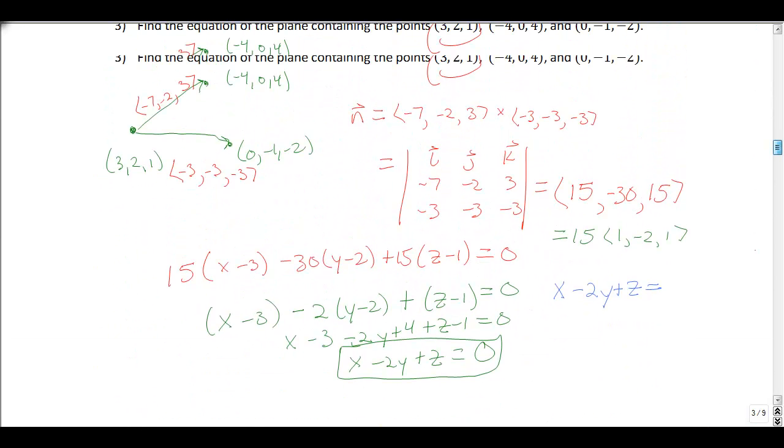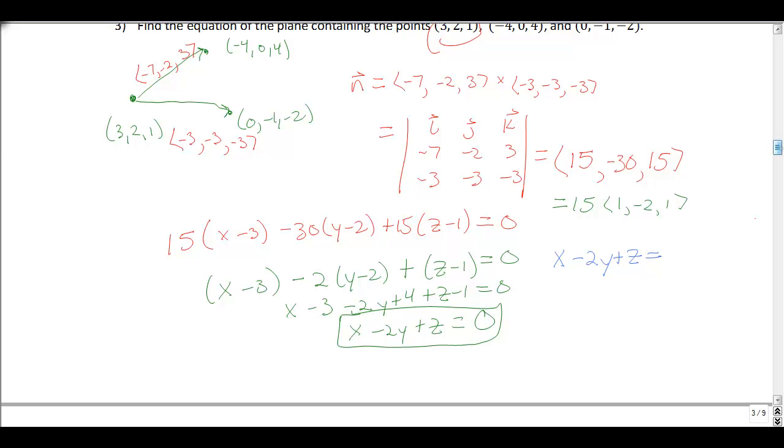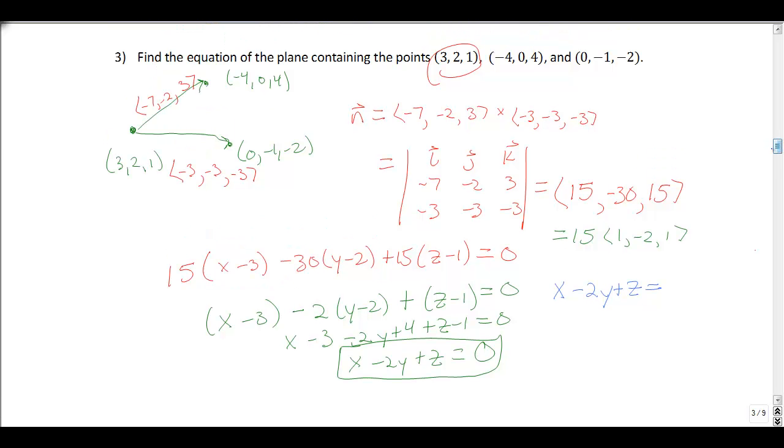So evaluate that expression at any of the points here. Let's do 3, 2, 1. So 3 minus 4 is negative 1, plus 1, that tells me 0 there. I don't need to actually expand this out as x minus 3, y minus 2, z minus 1. I can just plug in 3, 2, 1: 3 for x, 2 for y, 1 for z, and see what I get.